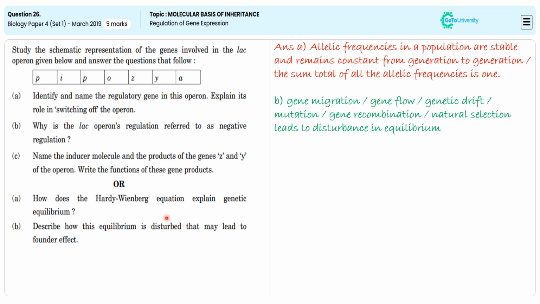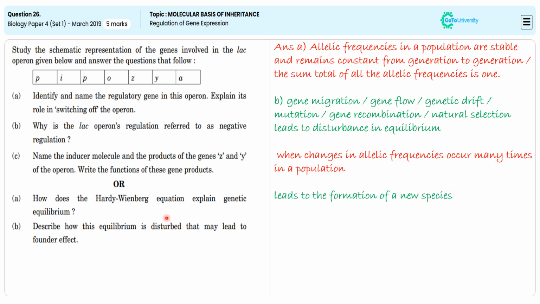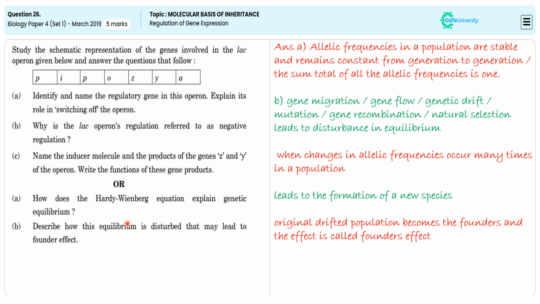When changes in the allele frequency occur many times in a population, it leads to the formation of a new species. For this illustration, we are getting another half mark. The original drifted population becomes the founder, and this effect is exactly indicating the founder's effect. For this illustration, we are getting another 2 marks. In this way, we are satisfying the overall 5 mark demand of the second optional subjective question.